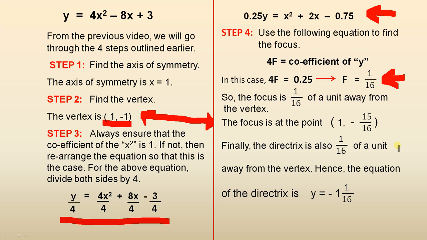Finally, the directrix is also 1/16 of a unit away from the vertex. Hence, the equation of the directrix is y equals minus 1 and 1/16. And that's how you find the focus and the directrix. Please follow those 4 steps to the letter and you will have no trouble at all.